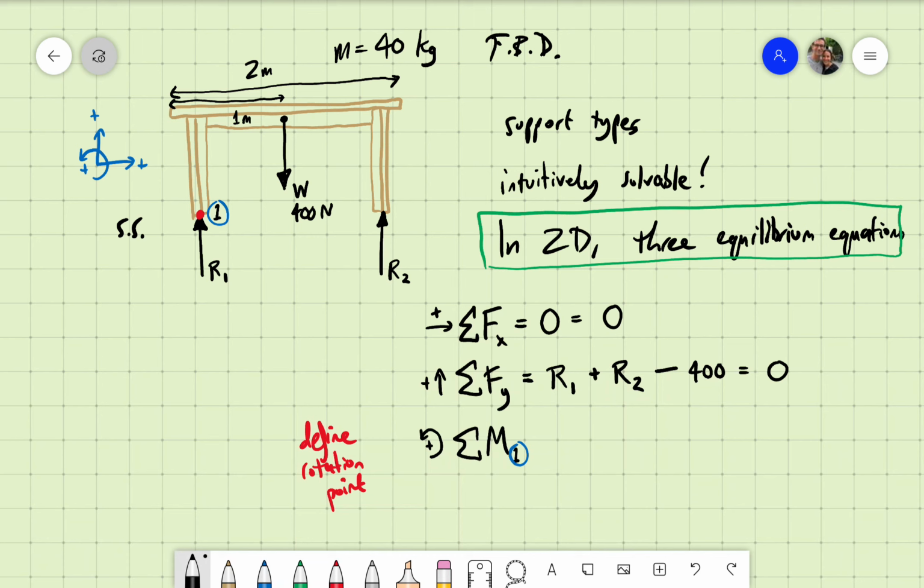Now, let's leave that for now. Let's do the moment sum. I'm going to put the 0 first just to remind myself. All moments equal 0 because the table is not rotating. It's not accelerating in rotation.